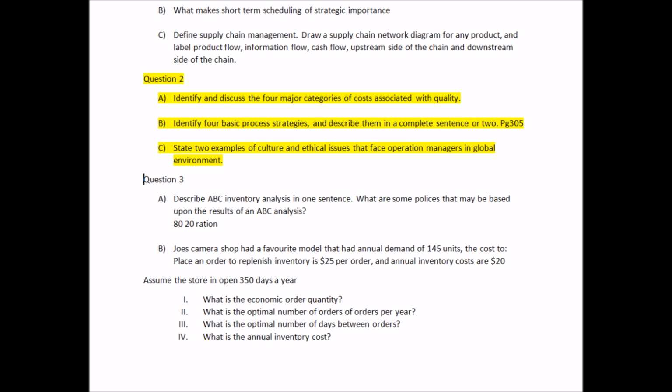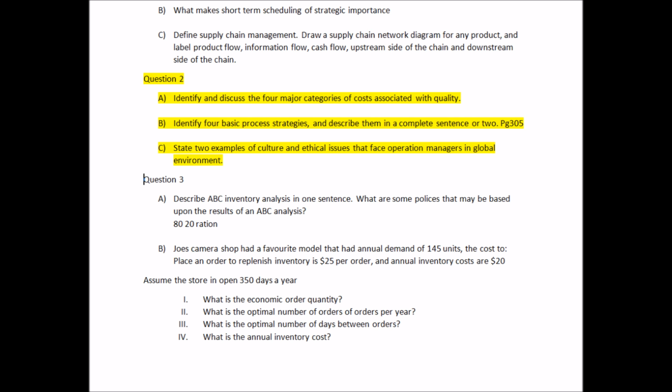Now, don't worry too much about the complete sentence. I'm just quite happy with dot points. So don't stress about grammar. The last thing you want is, oh, how do I describe this in a coherent, complete sentence? So, 2C. State two examples of cultural and ethical issues that face operations managers in a global environment.